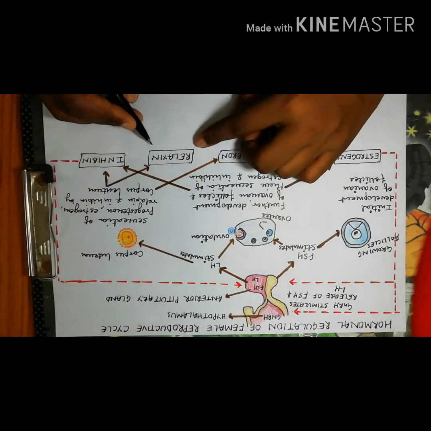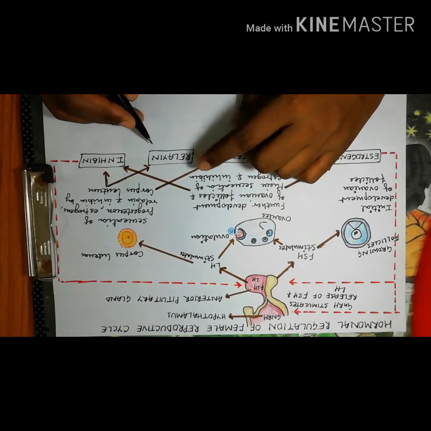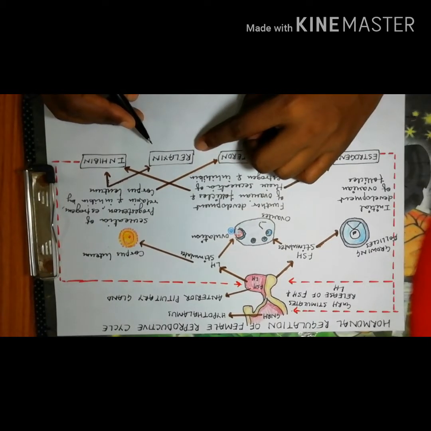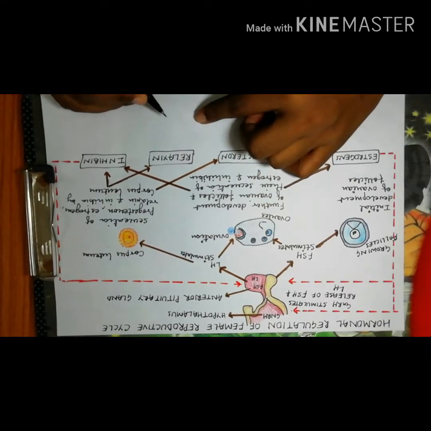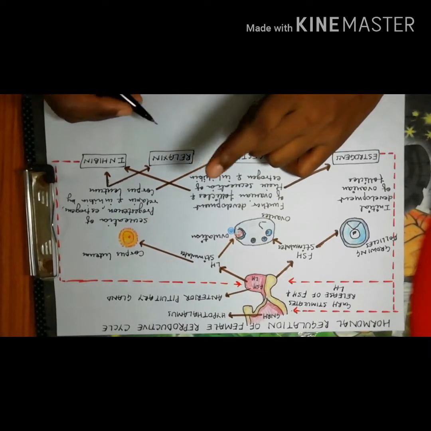Now let's come to the function of relaxin. The first function of relaxin is that it inhibits contraction of uterine smooth muscle. And the second function of relaxin is that during labor it increases flexibility of the pubic symphysis and dilates the uterine cervix.